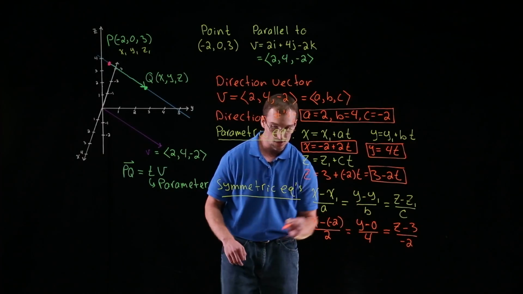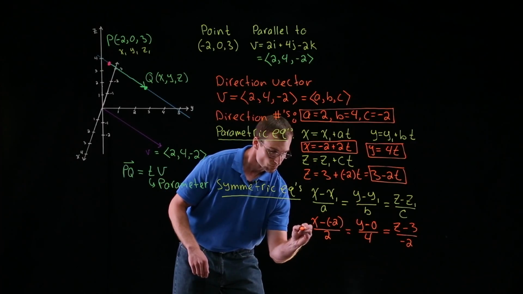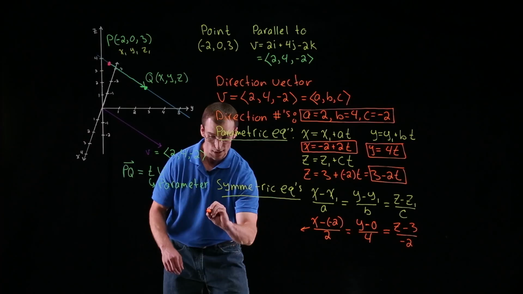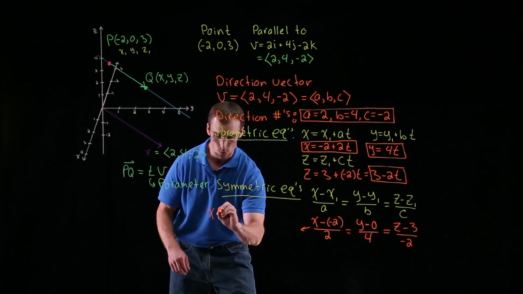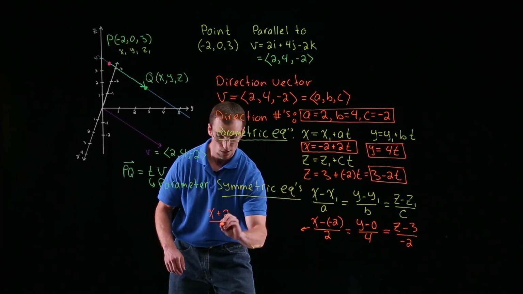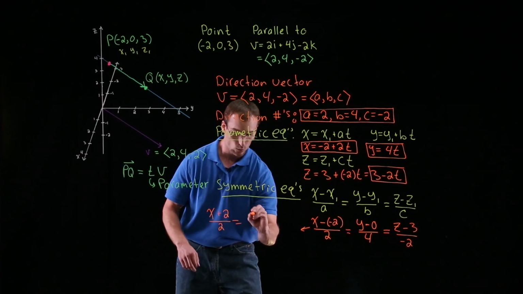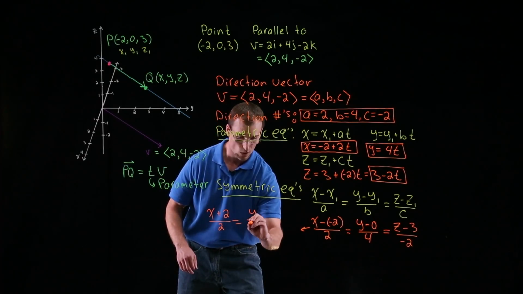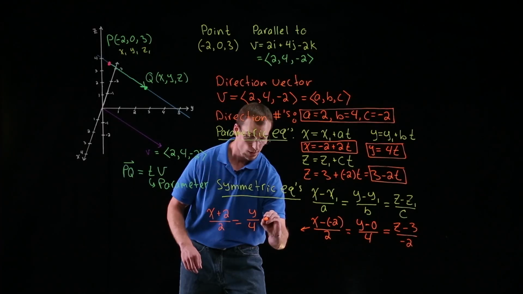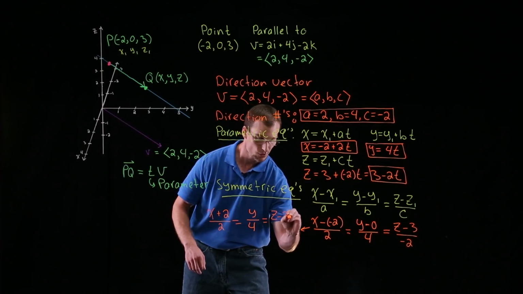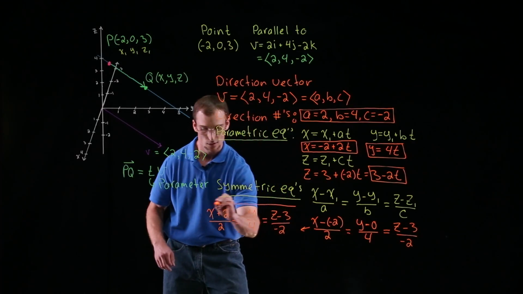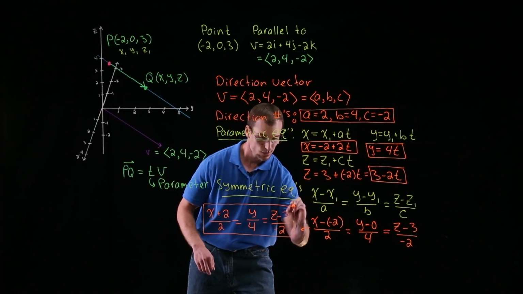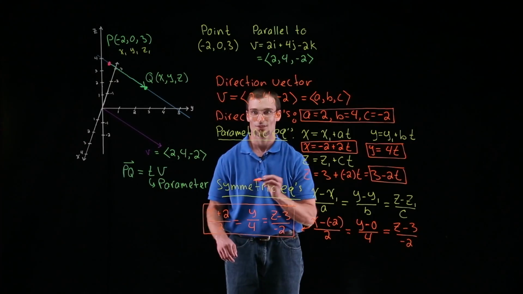And we can just clean this up a little bit. So we're going to have x minus a negative 2, or x plus 2, over 2, equals y minus 0, or just y over 4, equals z minus 3 over negative 2. And there's our symmetric set of equations. Thank you very much.